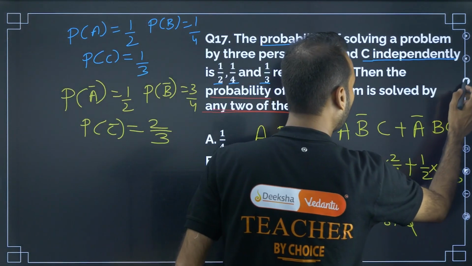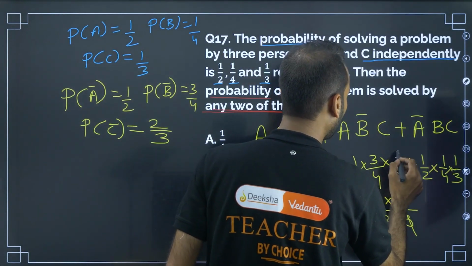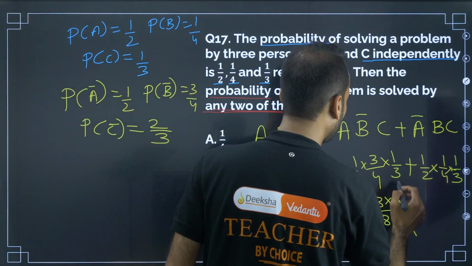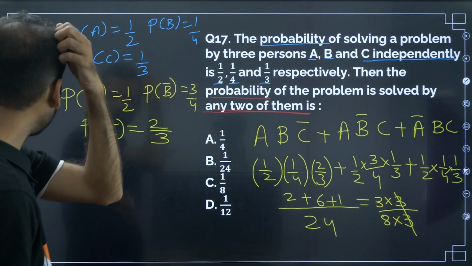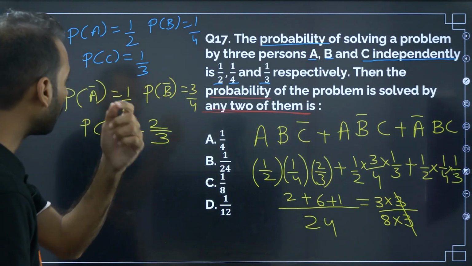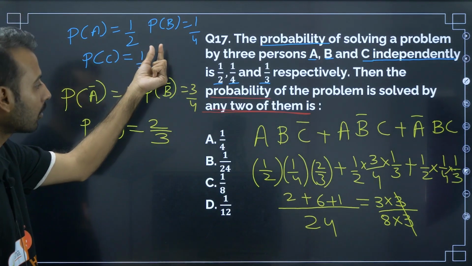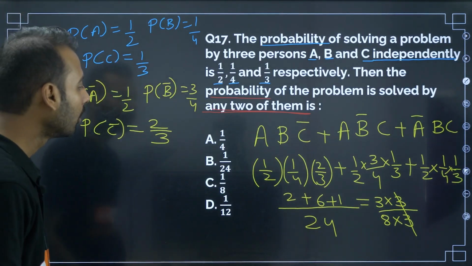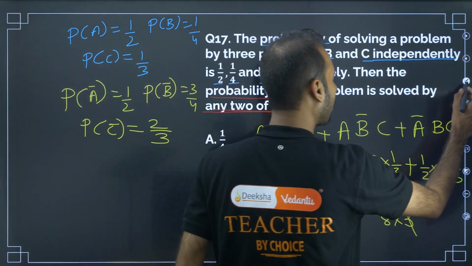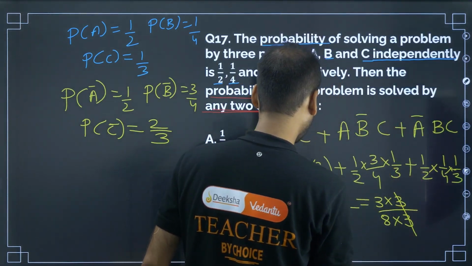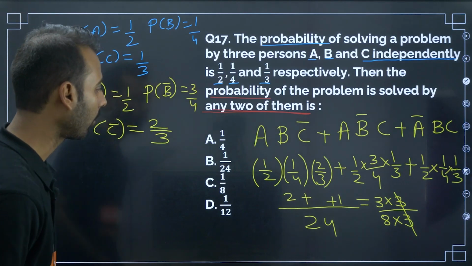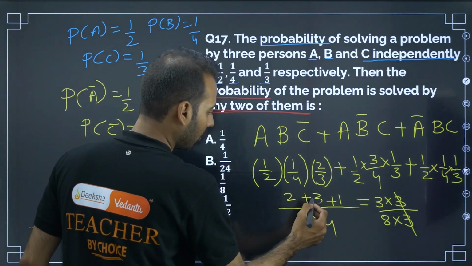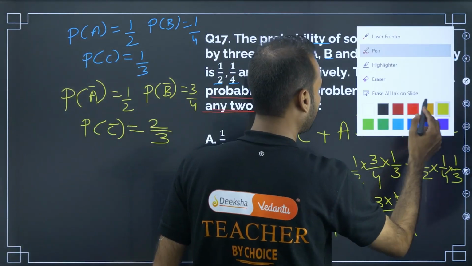See here, one small calculation mistake we did in hurry. In exam, don't do such mistakes. See, what about A? A dash is 1 by 2. B, C: B is 1 by 4, C is 1 by 3. So one small calculation mistake we did. Don't do such calculation mistakes in exam. While practicing, no problem. So 3 plus 3, 6. Let me erase this.